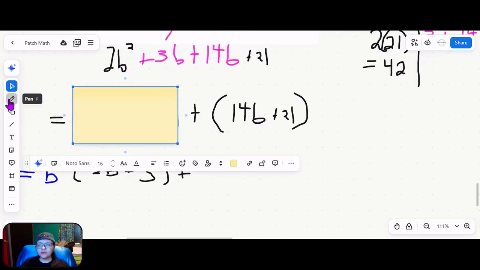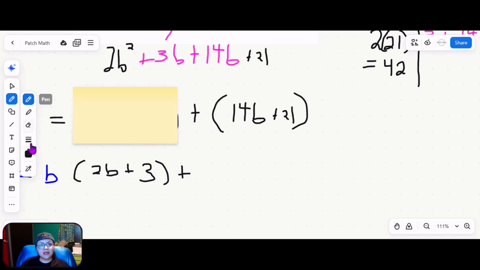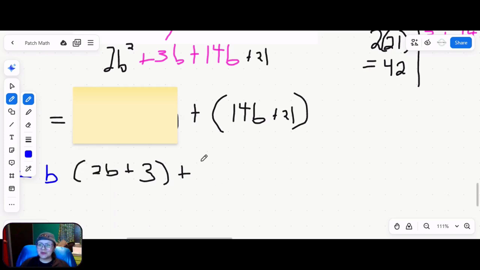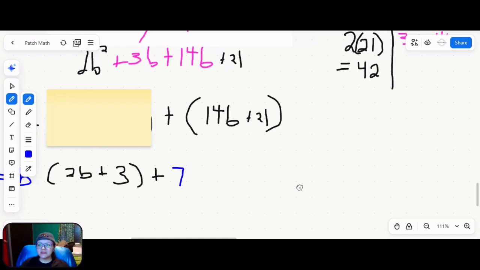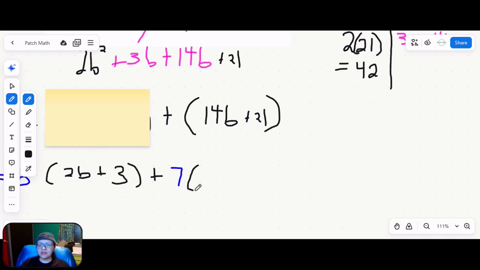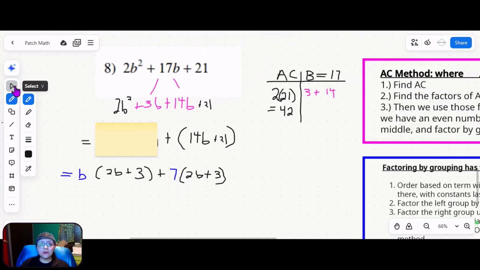We see that our numbers 14 and 21, well, a 7 will fit into both of those. And that will give us our goal. If we factor out a positive 7, we will find that 14 divided by 7 is 2. The b is untouched because there is not a b in the second term here in that 21. We cannot pull out a common factor of b. So we only have a constant pulled out, and 21 divided by 7 is 3. Ding, ding, ding. We've done exactly what we were supposed to do.